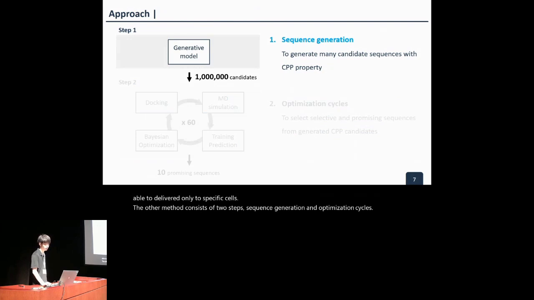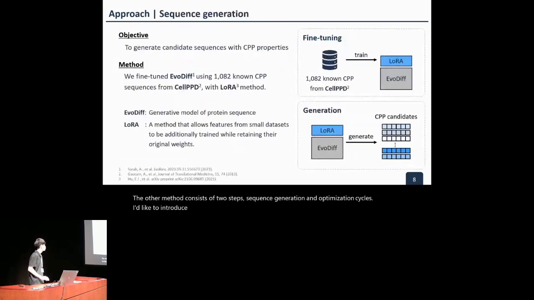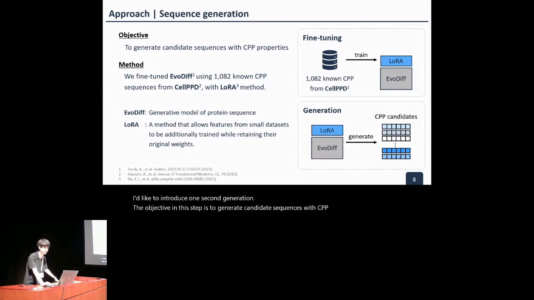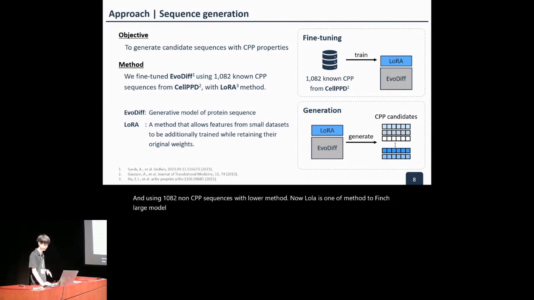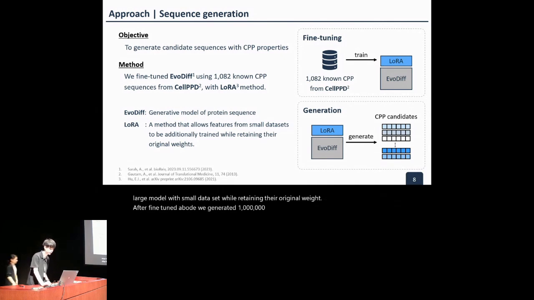I'd like to introduce step 1, sequence generation. The objective in this step is to generate candidate sequences with CPP properties. To address this objective, we fine-tuned EVDIF, a generative model of protein sequences, using 1,082 non-CPP sequences with the LoRA method. LoRA is a well-known method to fine-tune a large model with a small dataset while retaining its original weights. After fine-tuning EVDIF, we generated 1 million candidates.